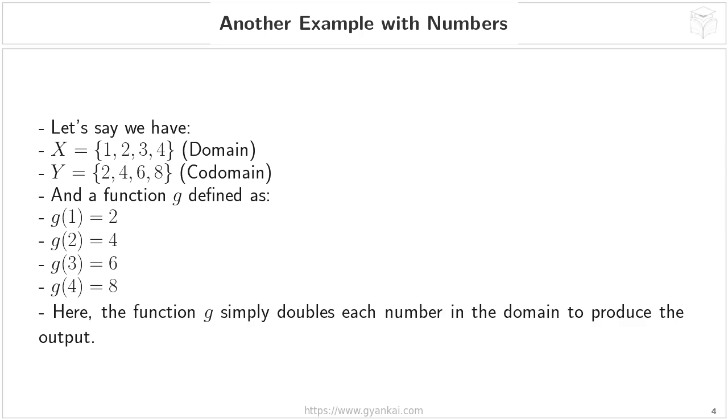Notice something? The function g simply doubles each number in the domain to produce the output. So, it's a pretty straightforward rule. This example reinforces the idea that a function is just a rule that assigns each input to exactly one output, and we've clearly demonstrated that here. Keep this in mind as we move forward, because we'll soon be looking at how to identify whether something isn't a function, and this example will be a good one to compare it to.